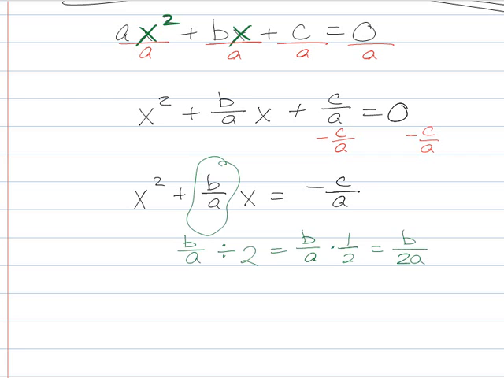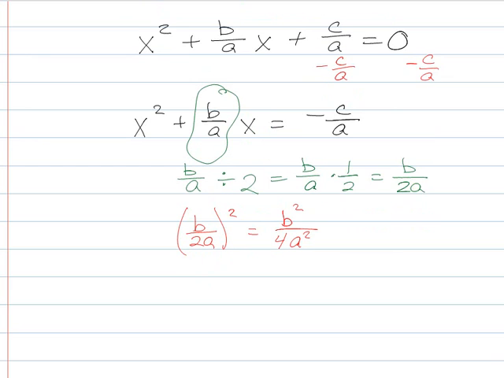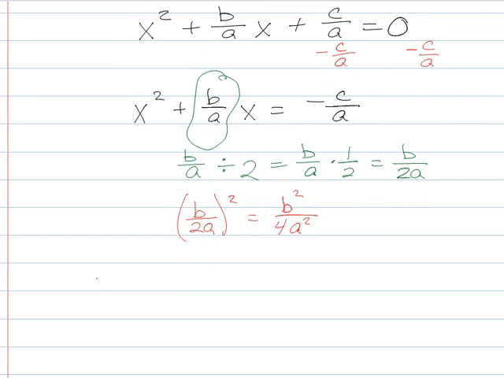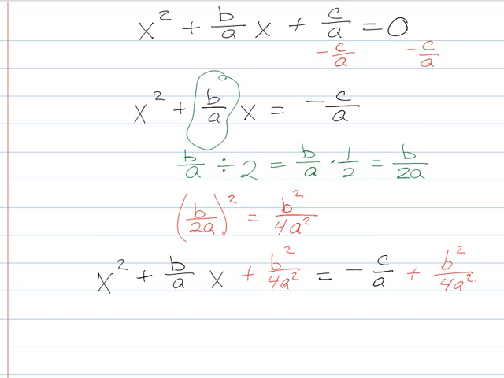Then we took that number and squared it. Remember, the squared applies to everything inside, so 2 squared is 4, and then a squared. And then we added that number to both sides of our equation. So we had this to get started. And then we added b squared over 4a squared to both sides.